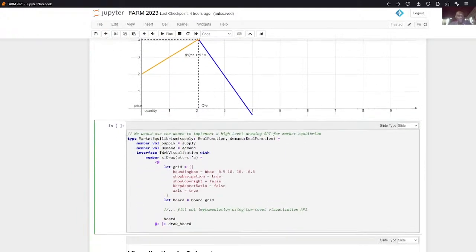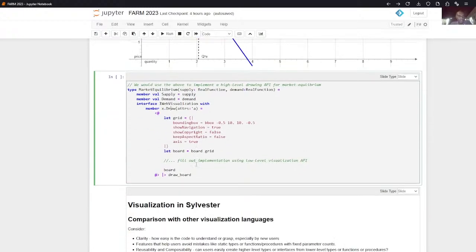Okay, so this is an example of how we can use the low-level API to compose a higher-level visualization API that users can access pretty easily without having to really understand the low-level visualization API.